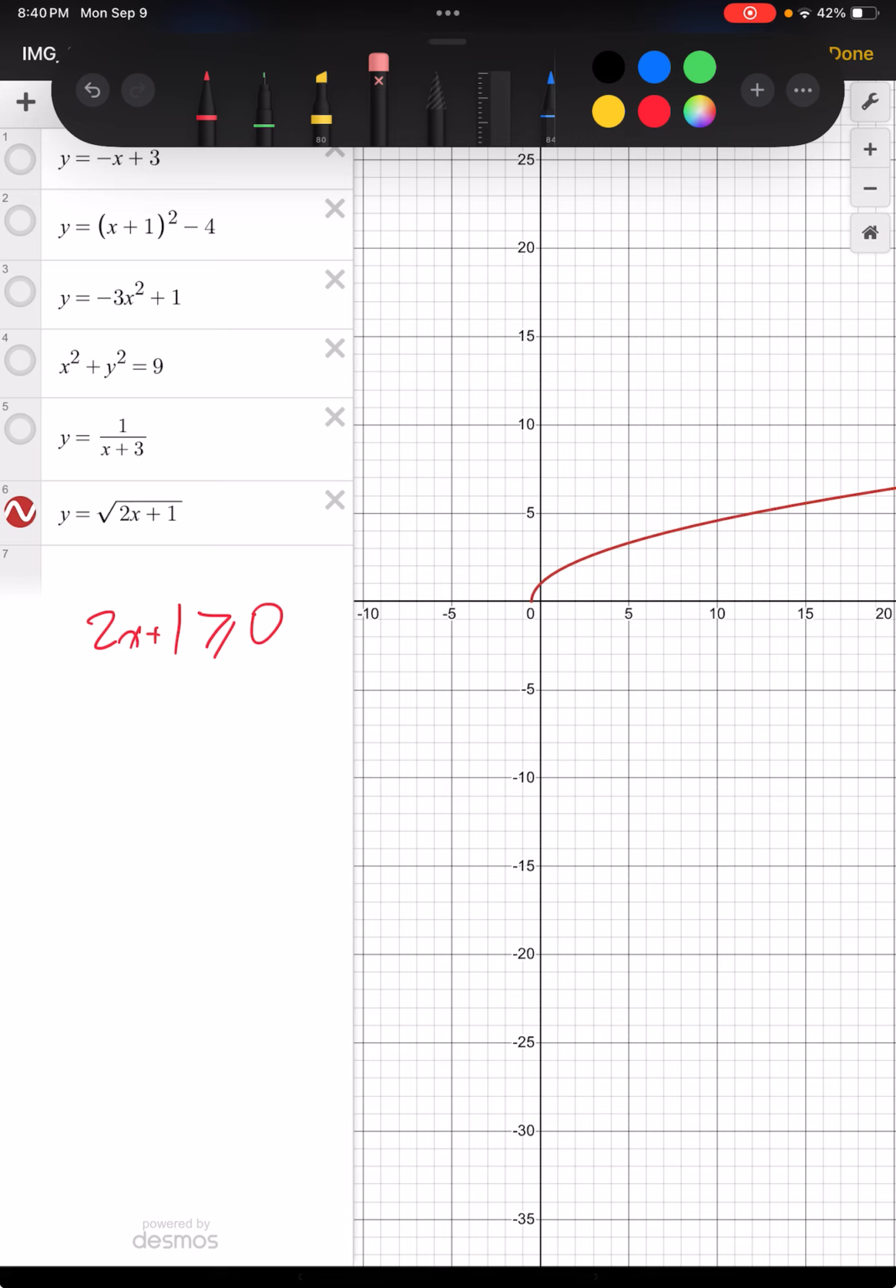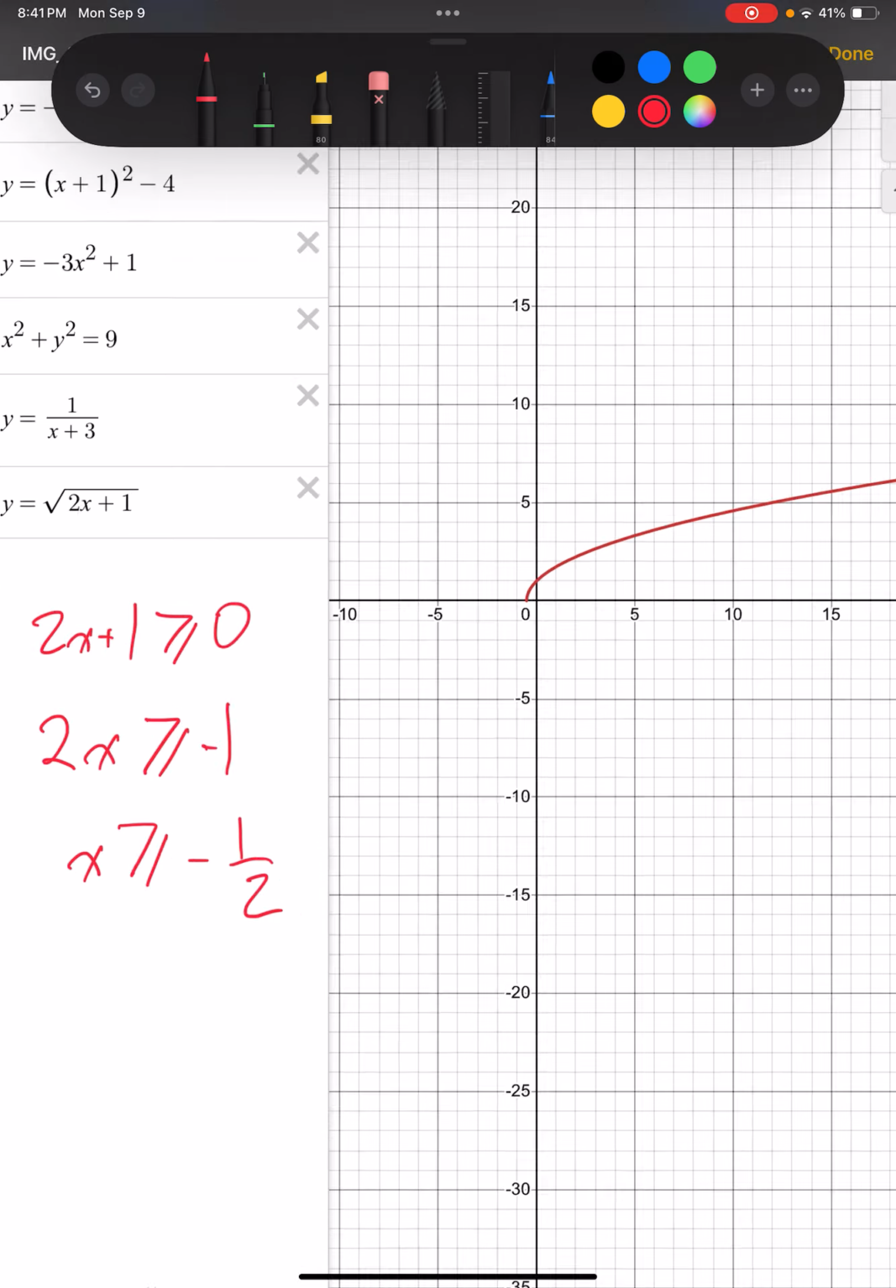Okay? So how do I check this out? I just do it like this. 2x, I pretend like this is an equal sign. It's the same thing, almost. Greater or equal to negative 1, moving this to this side. Okay, then what happens next? x is greater or equal to negative half.